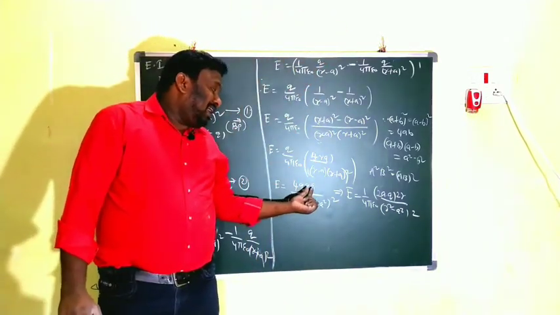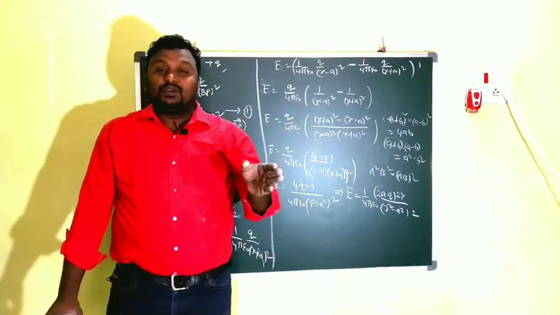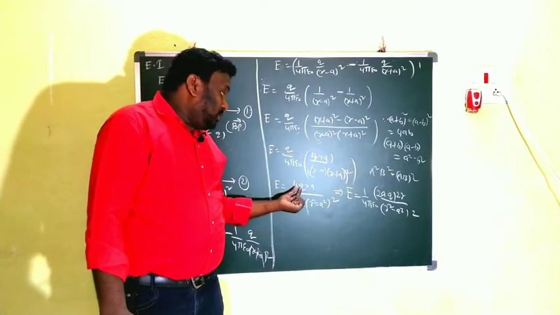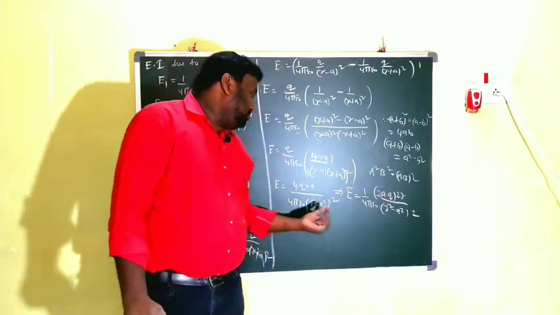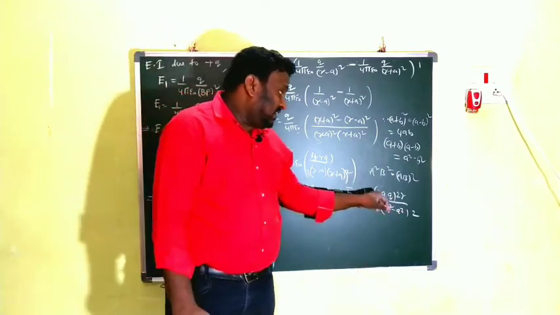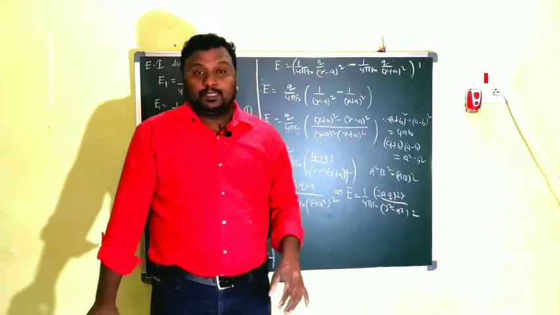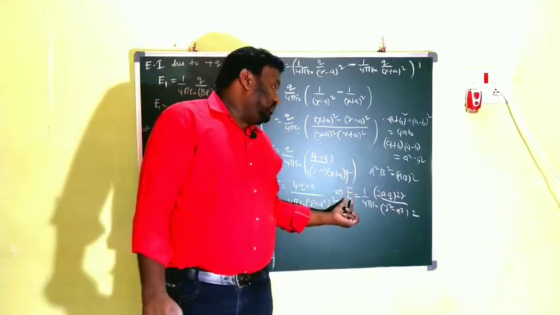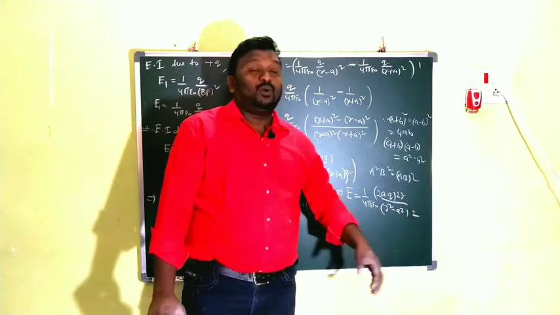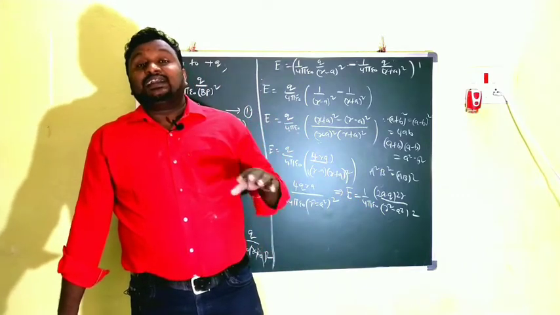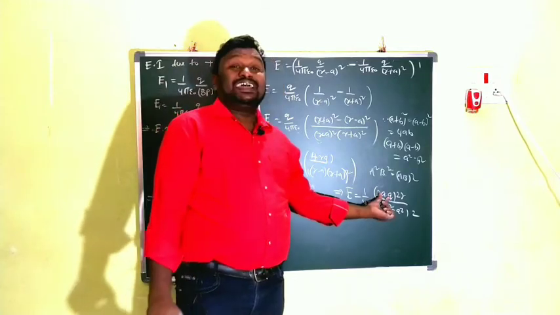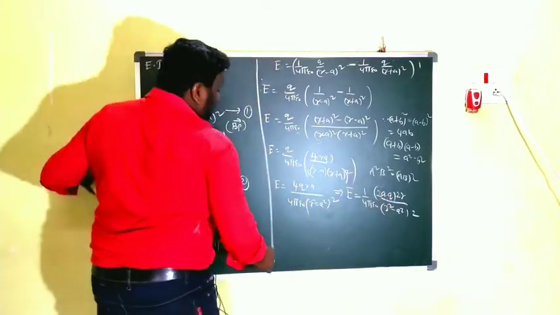Here 4qra, I am writing simply 4 means 2 into 2. Here 2aq into 2r, the same thing you will get. So 2a into q into 2r. Clear children? So E is equal to 1 by 4 pi epsilon into 2aq into 2r by (r square minus a square) whole square. I already told you, the dipole moment is P is equal to 2aq. That's why here 2aq means the dipole moment.